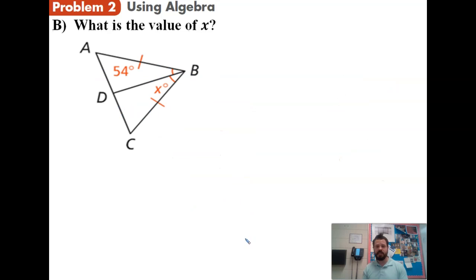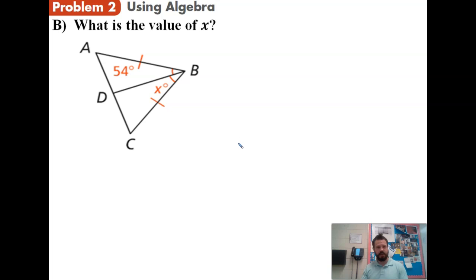All right, problem B, same idea. We're dealing with isosceles triangles once again. This one's going to have a little more going on, a little trickier. Okay, the goal here today is going to be to show you a bunch of different ways these can work out so you can problem solve when you get to the homework. All right, so what's the value of x?